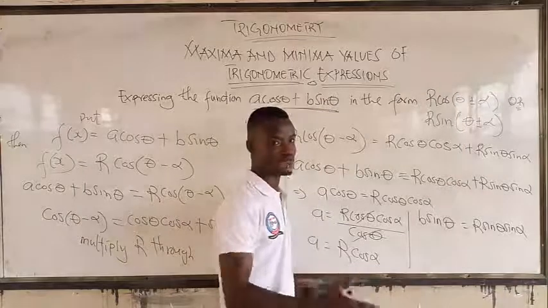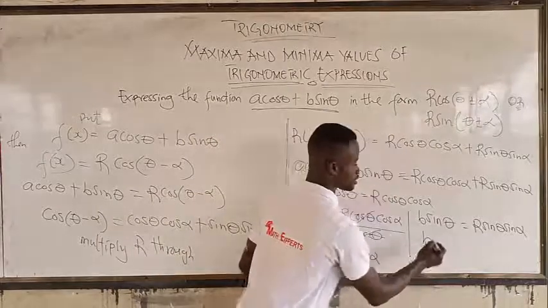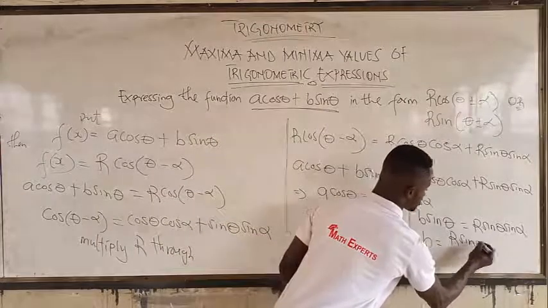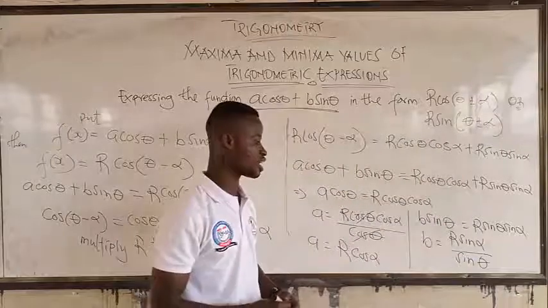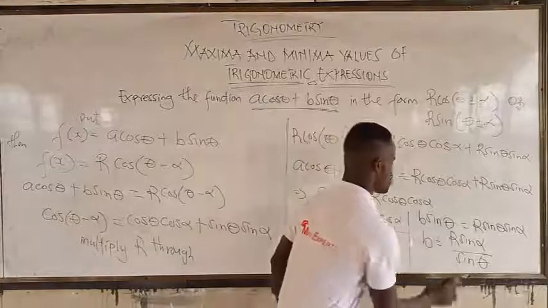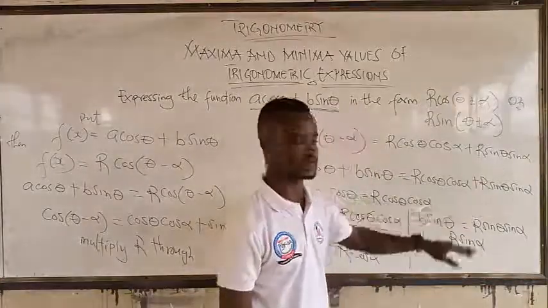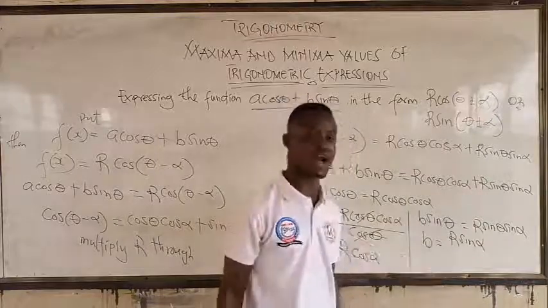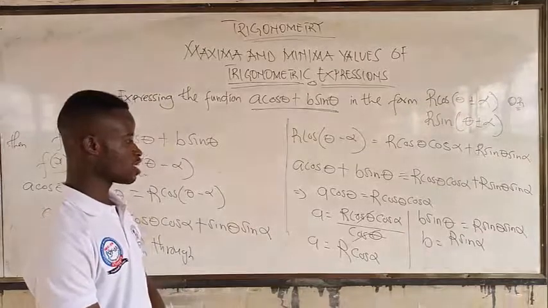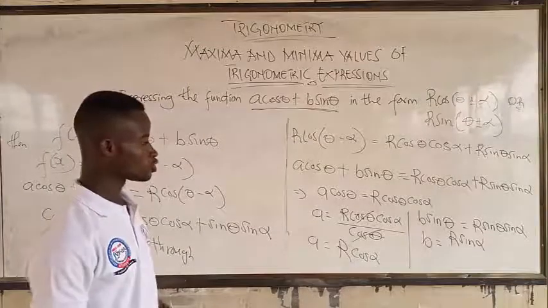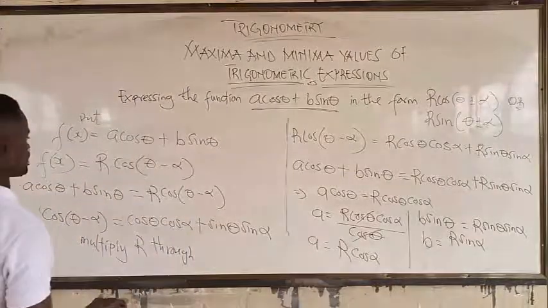And when you divide both sides by sine theta, the sine theta will cancel out, leaving B to be equal to R sine alpha. Nice. Very good.